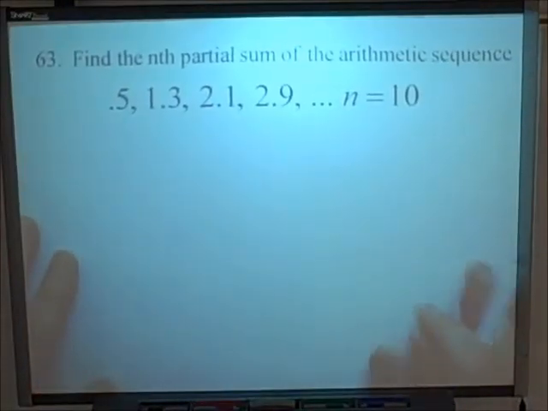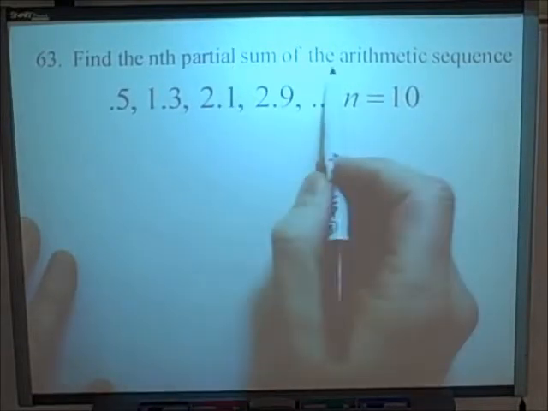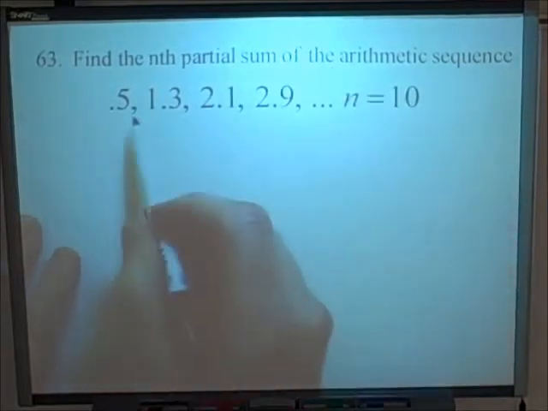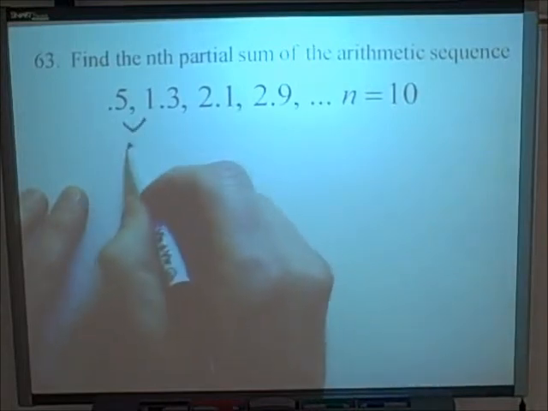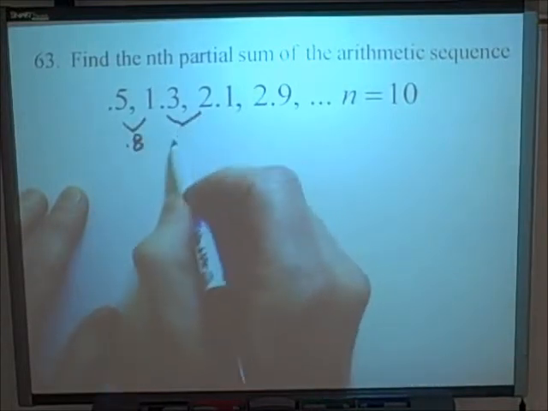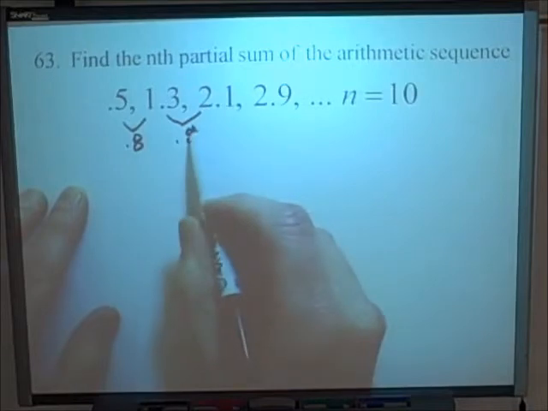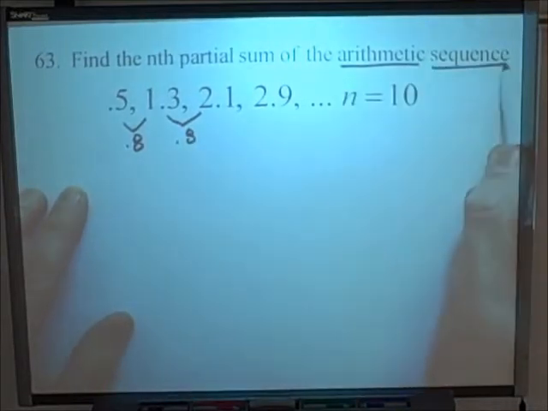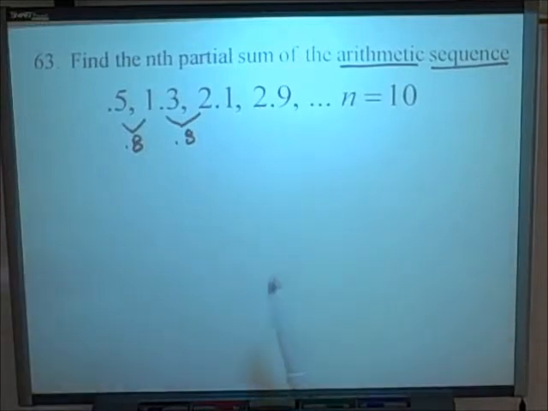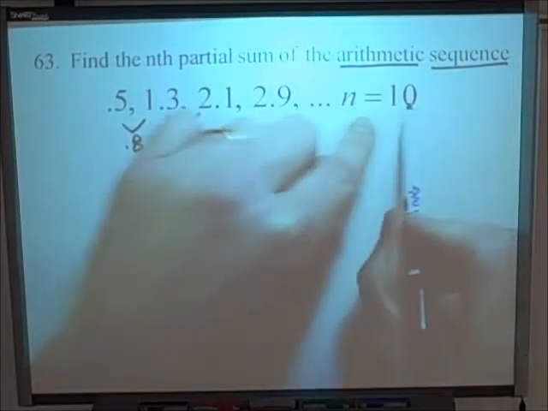Number 63. Find the nth partial sum of an arithmetic sequence. The sequence is 0.5, 1.3. How much are we going up? 0.8. How much are we going up? 0.8. And that's going to stay consistent. How do we know? It's an arithmetic sequence. Again, the author could have made this tougher on us by saying n is 60.